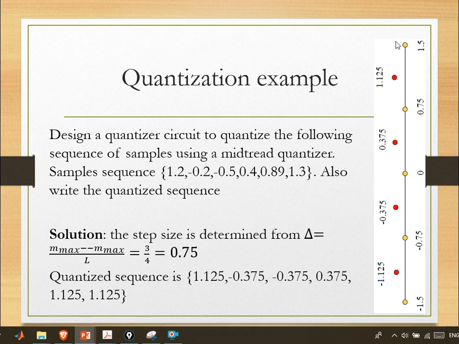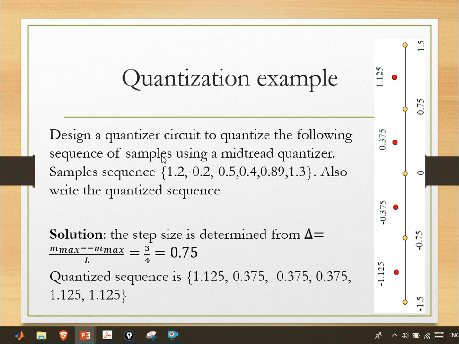L equals 4 is usually given from the figure. I give you the actual values of the signal: 1.45, 0.75, minus, and it's obvious that you have 4 levels, so you divide over 4 levels, or I explicitly tell you that L is equal to 4. A quantized sequence, after you approximate them, for example, 1.2. 1.2 is something here. After you quantize it, where do you approximate it? You approximate it to 1.125. So 1.2 is treated as 1.125.